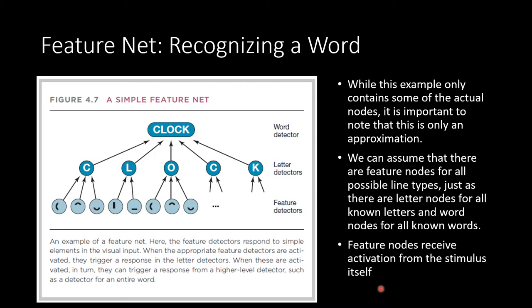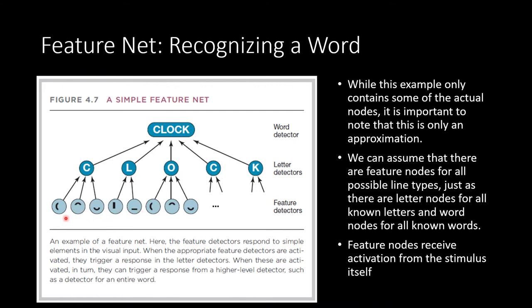Okay, so let's get into this. So here is a basic feature net. We'll start with this line here. This line is made up of feature detectors. And as you can see, these are the most basic features. They're little curves at different orientations, they're lines at different angles.